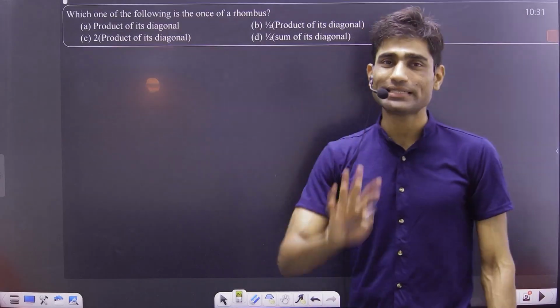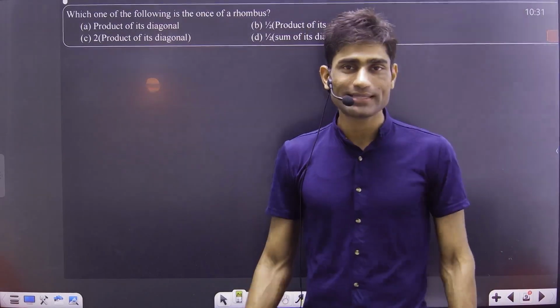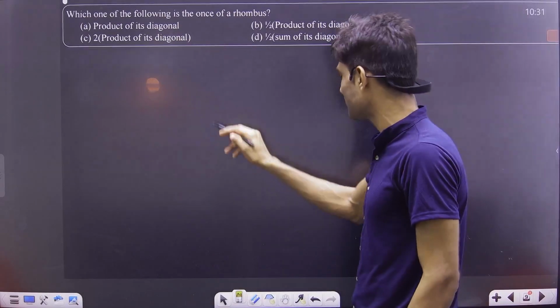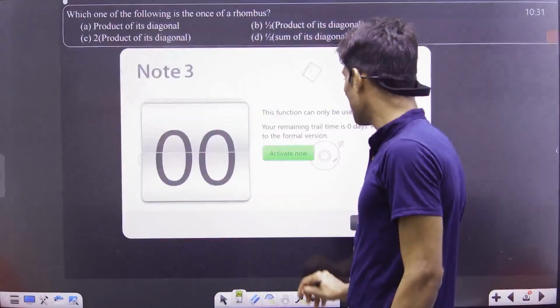First of all, a rhombus is given. Let's plot the rhombus here. How does a rhombus look like? Let me plot the rhombus.